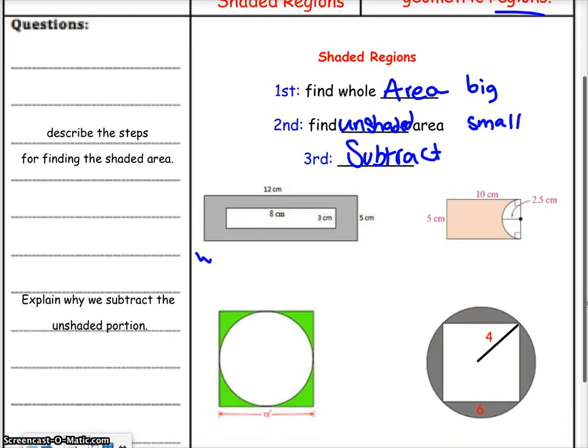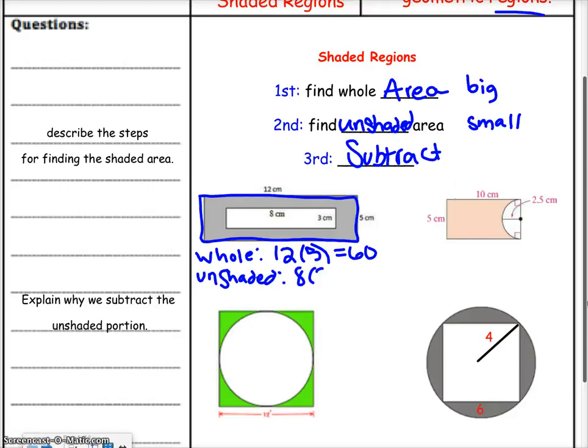So I do my whole area, which is 12 times 5. That's this big one. 12 times 5, right? That's 60 square centimeters. I'm going to just deal with the centimeter part at the end. Now I got to find my unshaded or small. That would be 8 times 3, which is 24. And notice me lining it up like that makes it super easy to subtract.